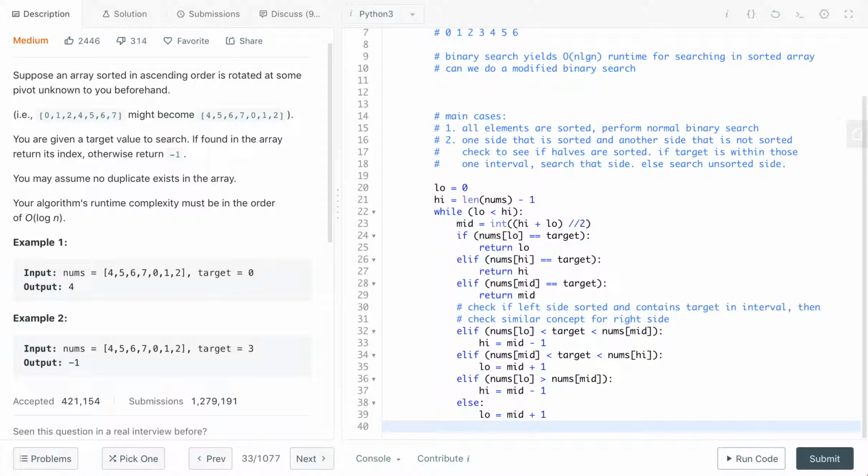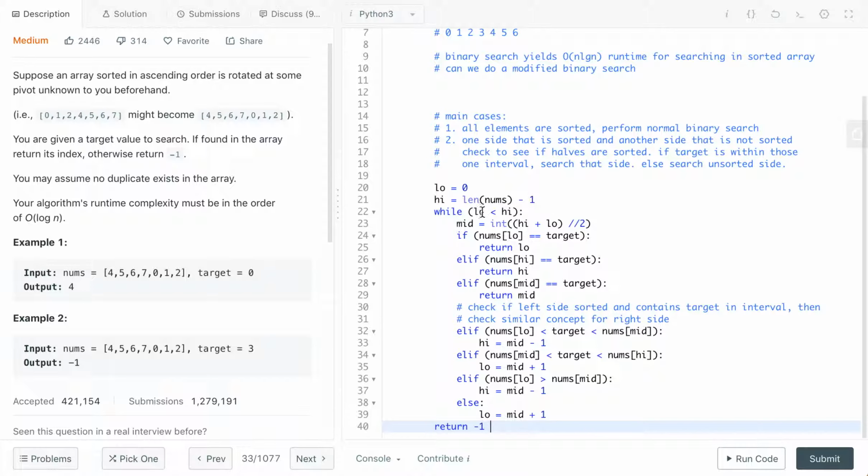Now, we arrive at a point where we return -1, because we execute our binary search and the target is not found. However, there's one edge case that we must be careful of, which is that the input can be one element. If the input is one element, low will equal 0, and length of 1 is 1, 1 minus 1 is also 0.